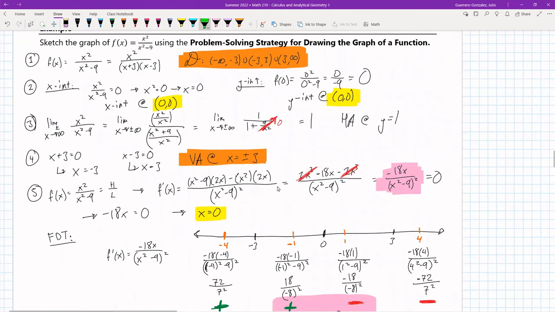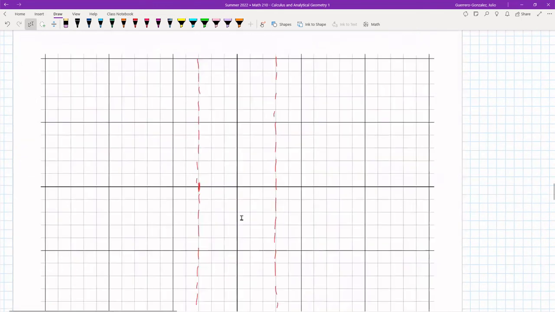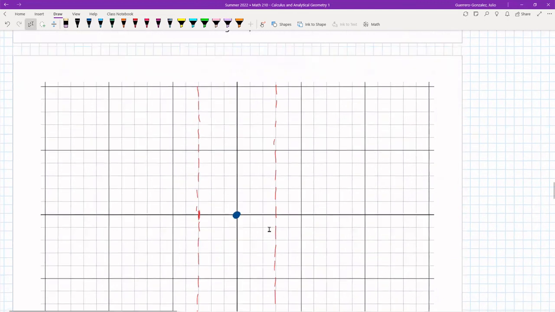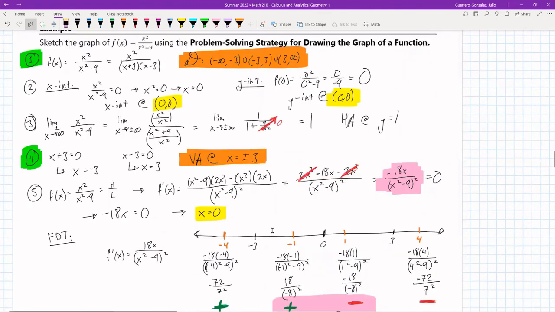I'm going to go ahead and highlight them in green to denote that I did them already, right? Okay. We have an x-intercept and a y-intercept at 0. So I'm going to go ahead and scroll back down. And it's going to be 0, 0. So I'm just going to draw a dot right there. So number 2 is done.